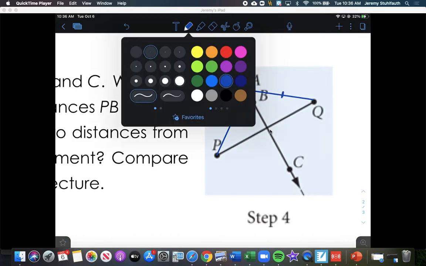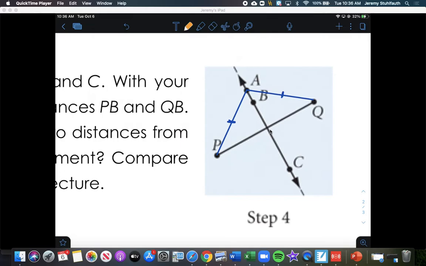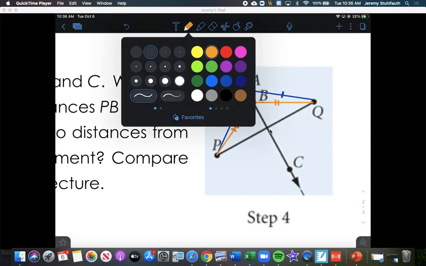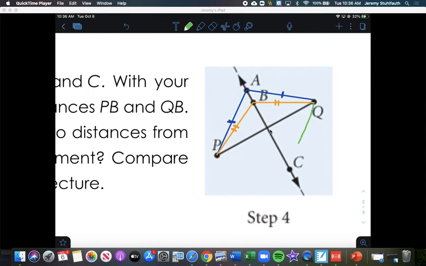And then if we measured the distance from point P to point B, and then we measured the distance from B to Q, we would find out that those two line segments would be congruent. And then finally, we'll do one more example. If we measured from Q to C, and if we measured from P to C, what we would notice is that those two line segments would also be congruent.